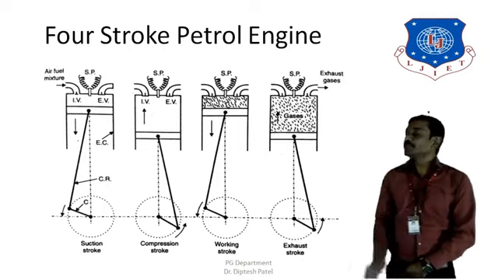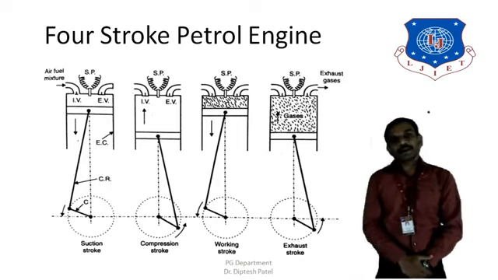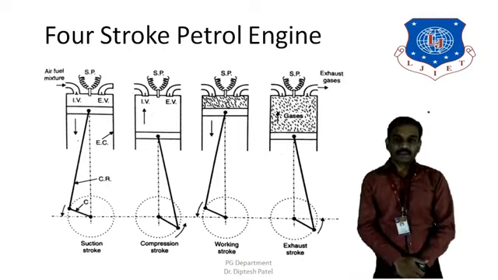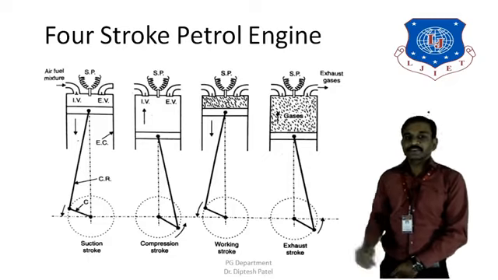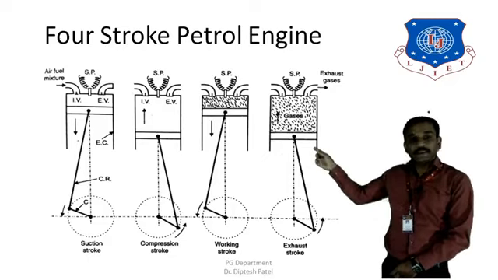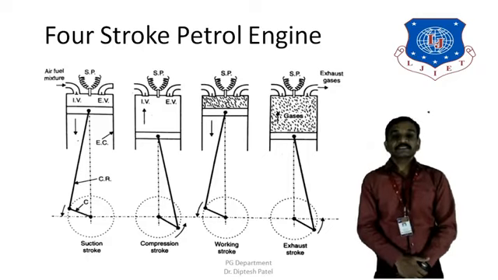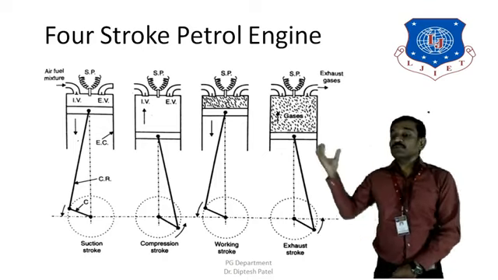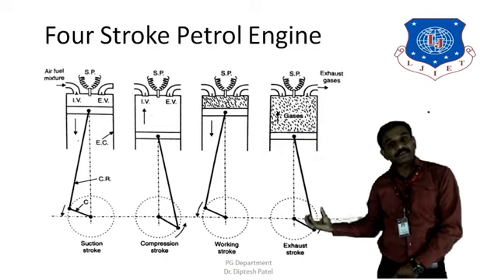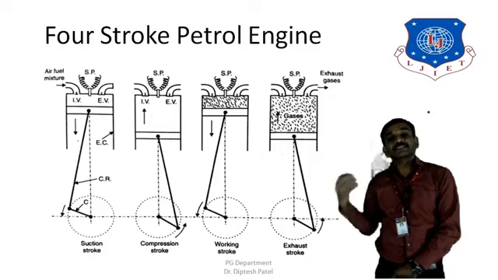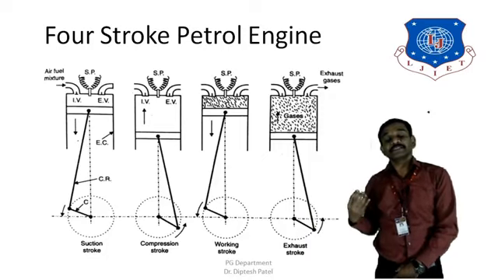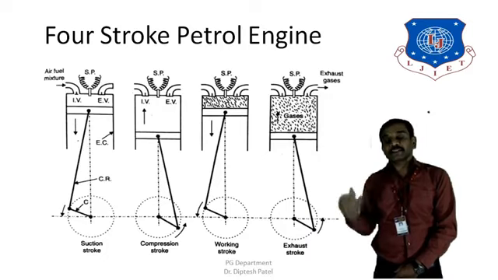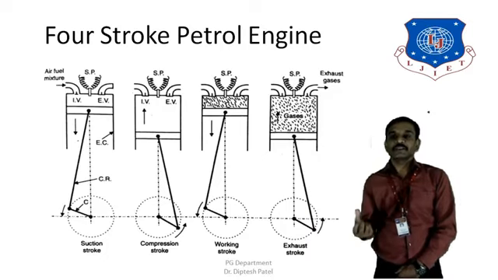Now let's go through the 4-stroke cycle of the petrol engine. First of all, in the first diagram you can see that in the initial condition the piston remains at the top dead center, which is known as the TDC. Now when the piston moves from TDC to BDC, the bottom dead center, suction is created inside the cylinder, and due to that the pressure inside the cylinder reduces to less than atmospheric pressure.